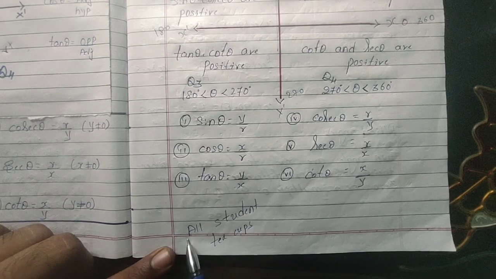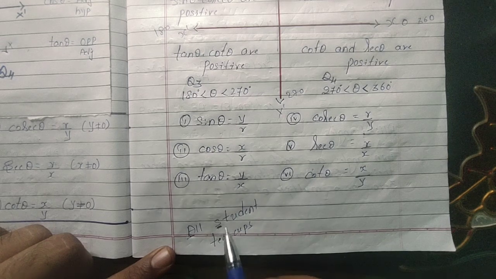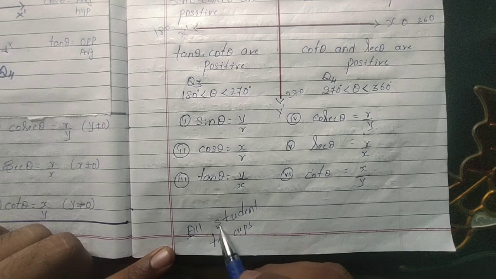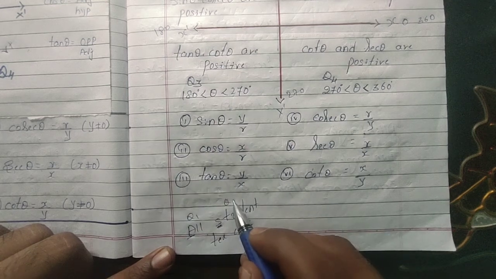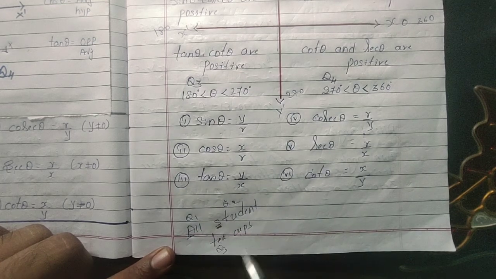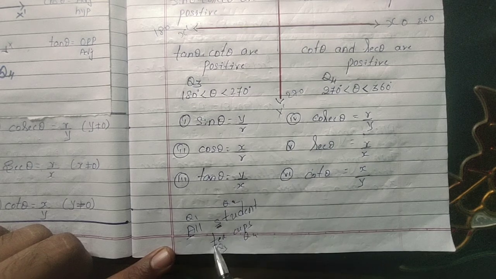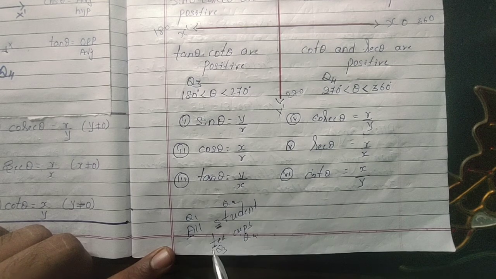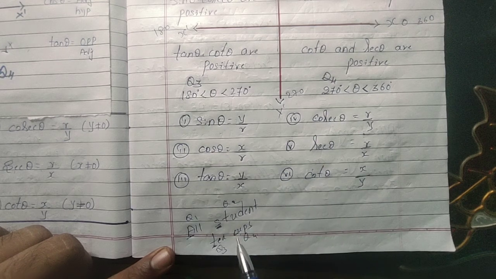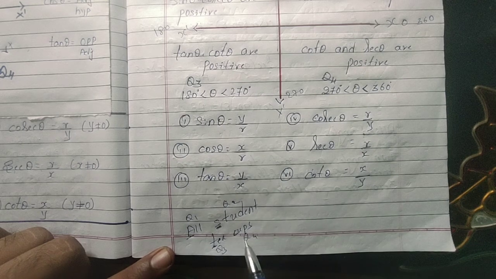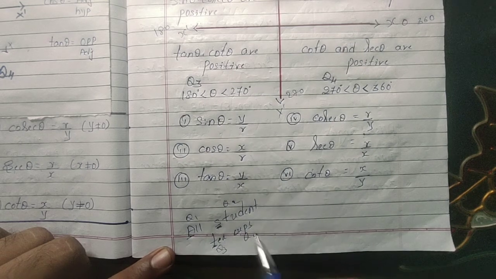All means all ratios are positive. Take the first letter S. S means sin, and the reciprocal of sin is cosecant. Sin and cosecant are positive. This is quadrant 1, quadrant 2, this is quadrant 3, this is quadrant 4. Here the first letter is T. Tan and cot are positive in quadrant 3. Then C. C means cos. Cos and secant are positive in quadrant 4.